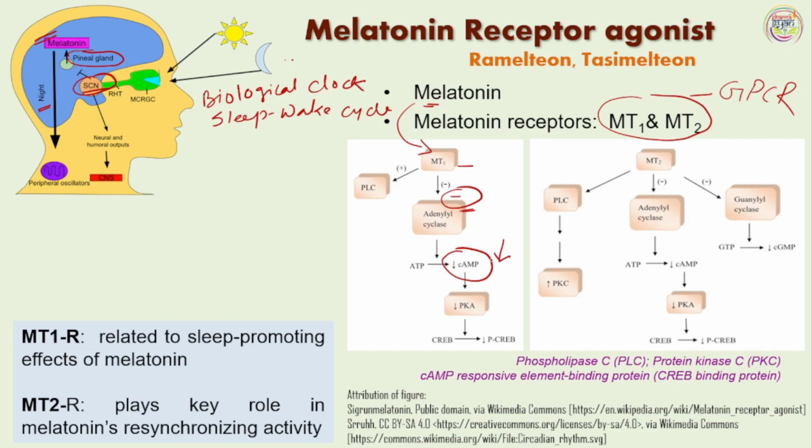In turn, there is a decrease in protein kinase A (PKA) activity, which in turn hinders phosphorylation of CREB.